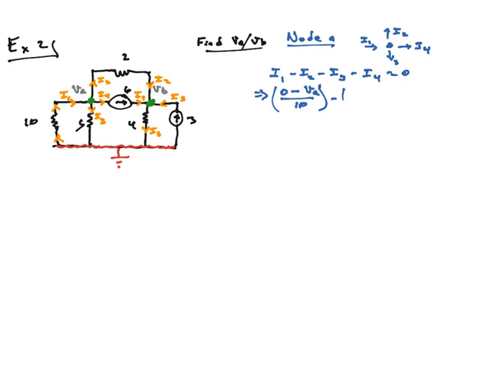I2. We went from A, go through the 2, and got down to B, so VA minus VB, over the resistor of 2. I3, we start at A, we go down to the ground, and we go through the 5 ohm resistor. And in I4, well, that's the current source of 6, is equal to 0. So there's his equation.